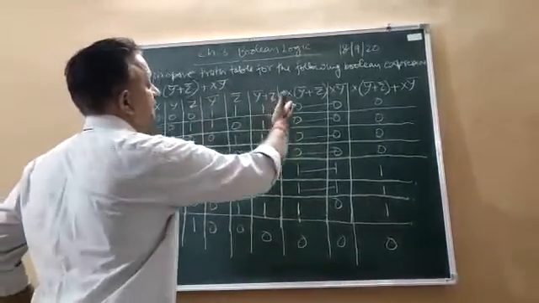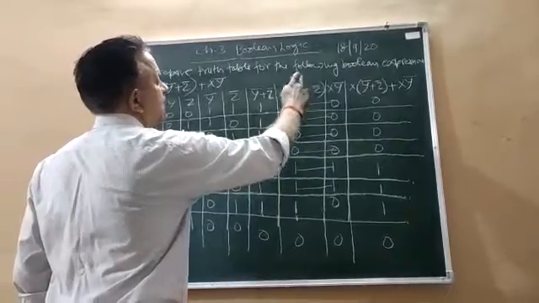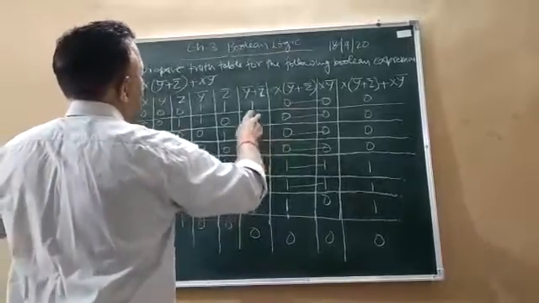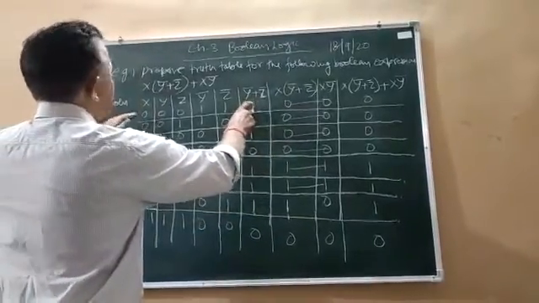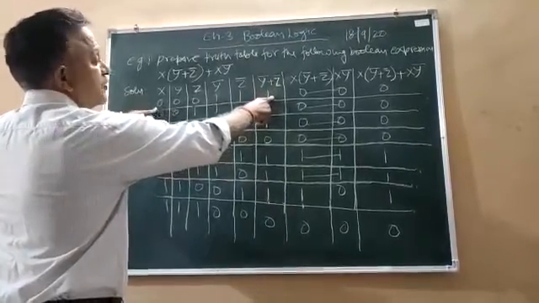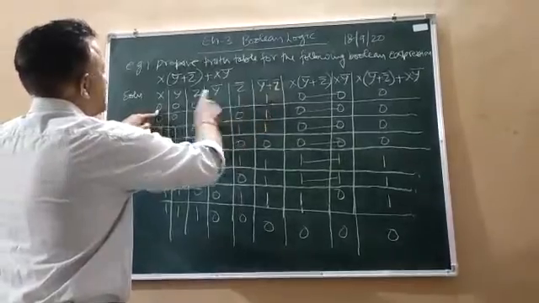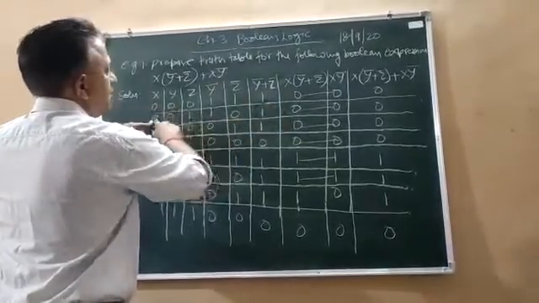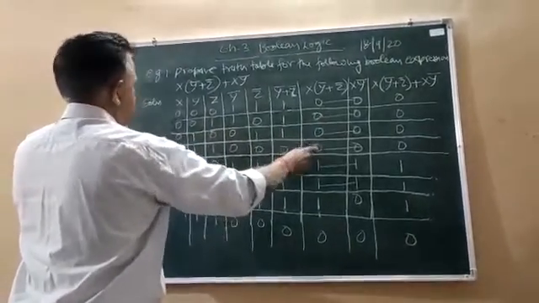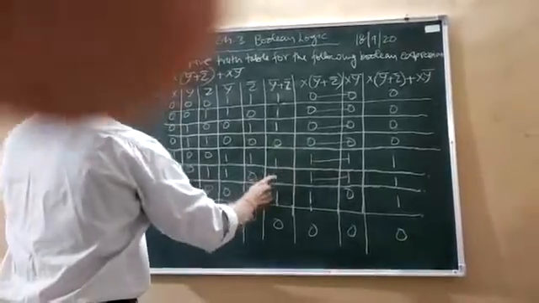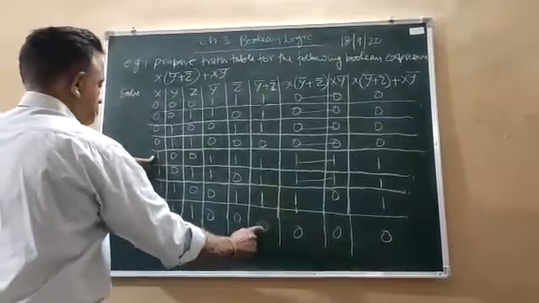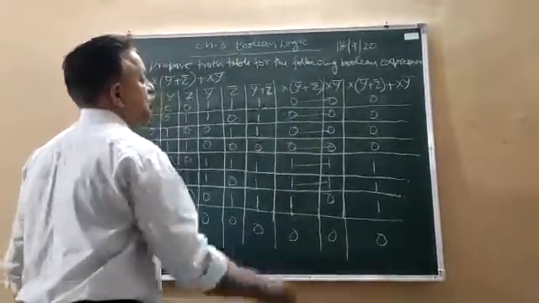Now your next column would be x inside parenthesis (y bar plus z bar) complement. So we are taking this complement and multiplying it with x. (Y bar plus z bar) complement is multiplied with x. So 0 into 1 would be 0. 0 into 1 would be 0. 0 into 1 would be 0. 0 into 0 would be 0. 1 into 1 would be 1. 1 into 1 would be 1. 1 into 1 would be 1. 0 into 1 would be 0. So this is this column.